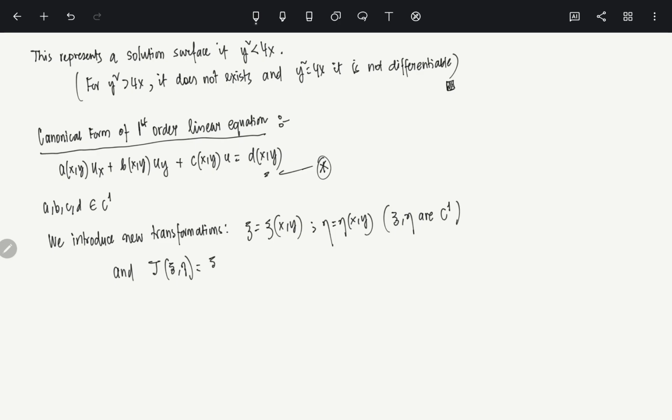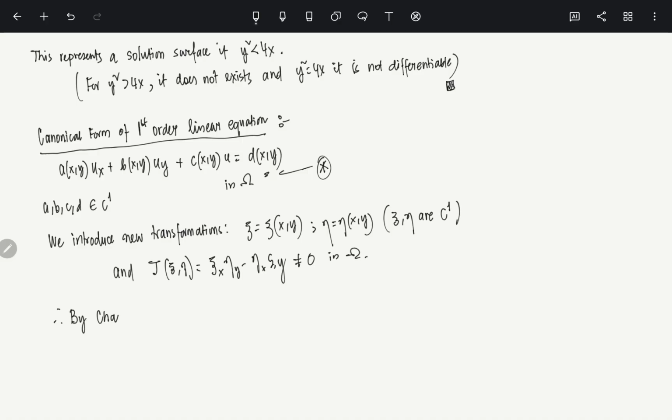It means xi_x eta_y minus eta_x xi_y. That's the Jacobian. This Jacobian is non-zero in whatever domain we are interested in. Let's say we are interested in omega, so it will be non-zero in omega. Omega is of course a subset of R2, we are just doing it in R2, please understand that. If you do that, then by chain rule what happens?